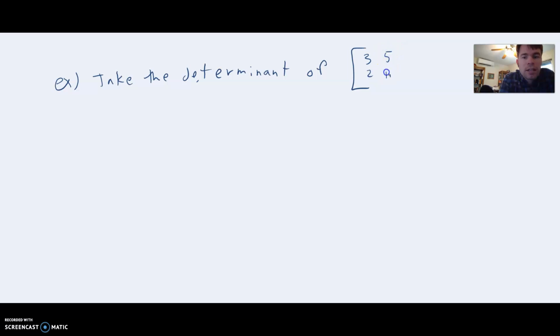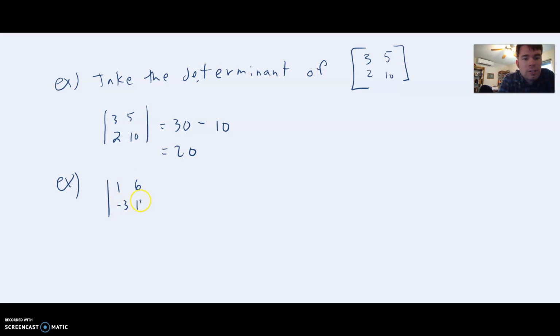So if we do an example here, maybe we want to take the determinant of the matrix 3, 2, 5, 10. If we do that, first of all, there's the notation: 3, 5, 2, 10. Everything goes in the same place. 3 times 10 is 30, minus 2 times 5 is 10. This determinant equals 20.